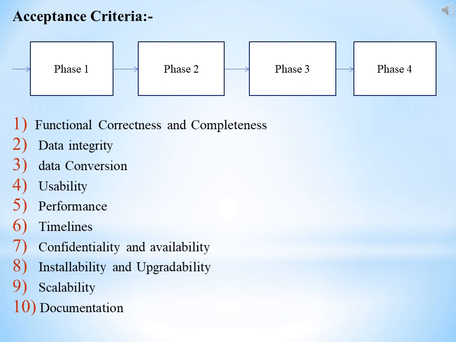The acceptance criteria is defined as the list of requirements that must be satisfied prior to the customer accepting delivery of the product. The acceptance criteria are defined on the basis of the following attributes. First is functional correctness and completeness, data integrity, data conversion.